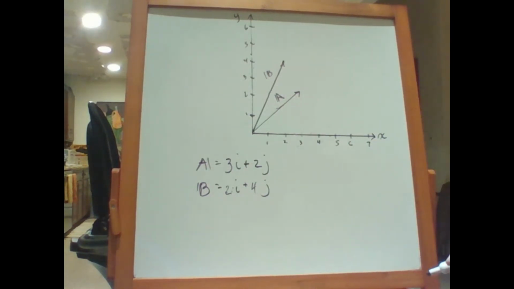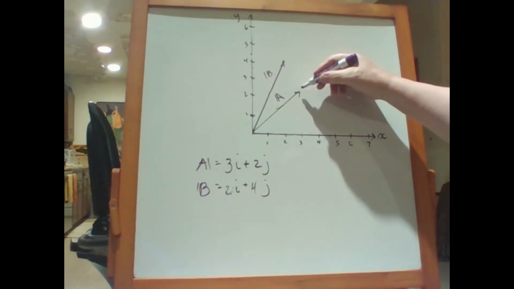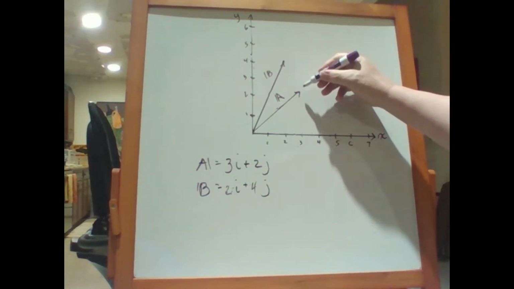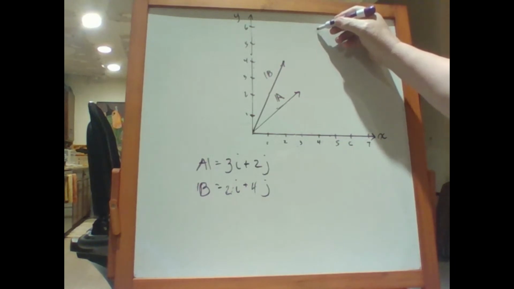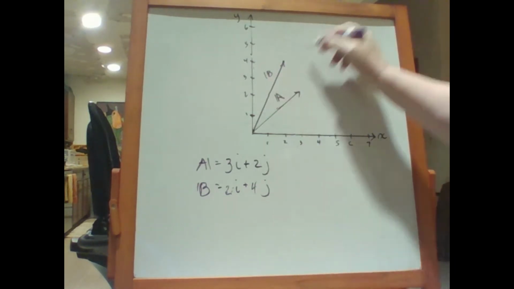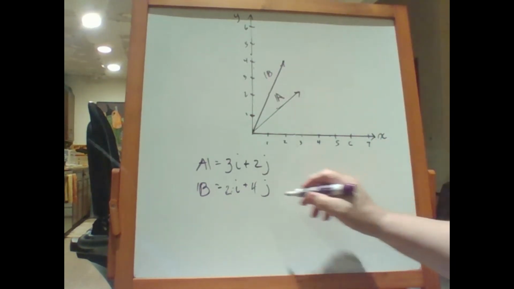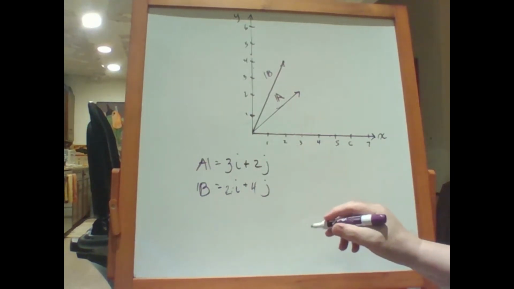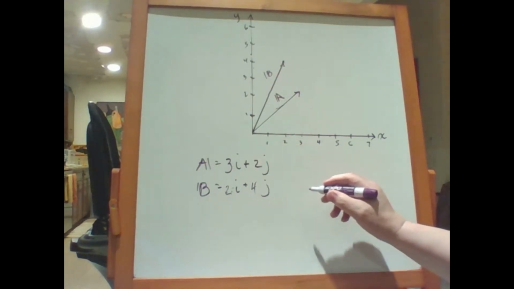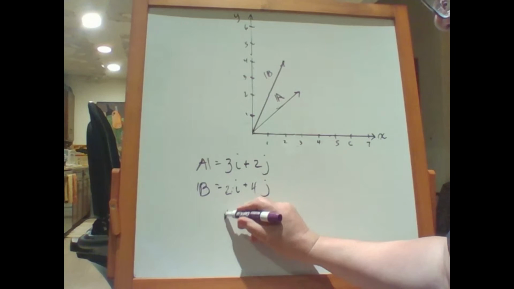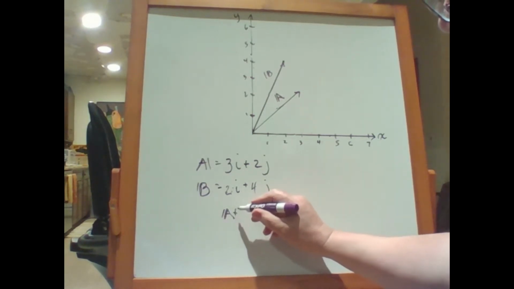Okay, so we have our two vectors, A and B. If we added them graphically, we would take B on that end and put it up here, and then the resultant would be C. But let's just add these numerically, symbolically.